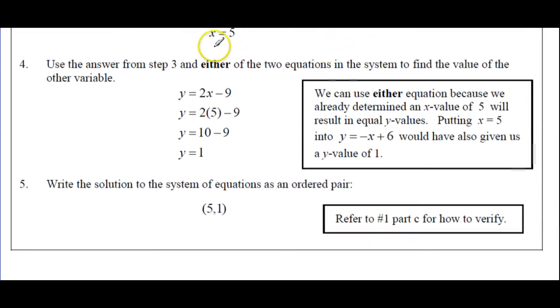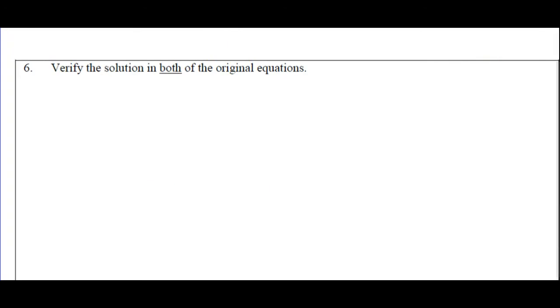Once we have solved for one of the variables, we substitute it back into either equation and solve for the remaining variable. So we can use either equation. We've shown that before. And we write the solution to the system as an ordered pair. Very important, right? So in parentheses with a comma in between. And refer to part C for how to verify. Verify the solution in both of the original equations.